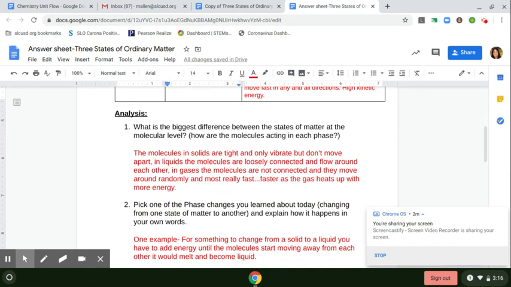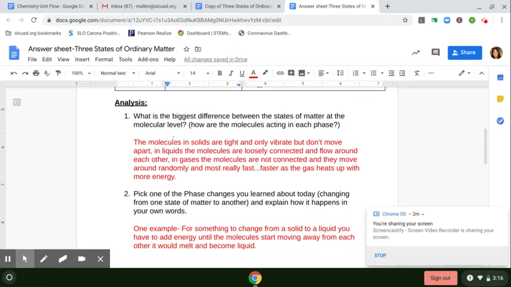And then you had your analysis questions. So what's the biggest difference between states of matter at the molecular level? So here I wrote the molecules in a solid are tightly held together. They only vibrate, but they don't move apart from each other. In liquids, the molecules are more loosely connected and they flow around each other. And in gases, the molecules are not connected. They move around randomly, they move really fast, and the molecules always move faster as you add more heat.